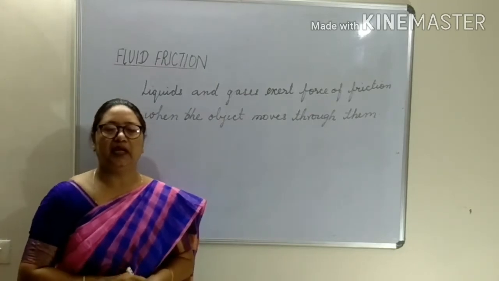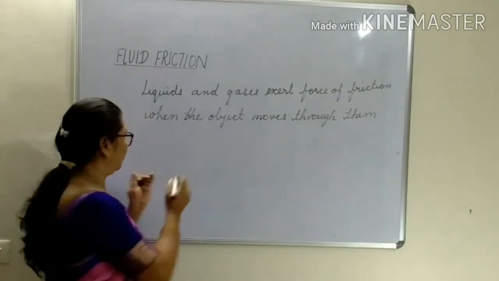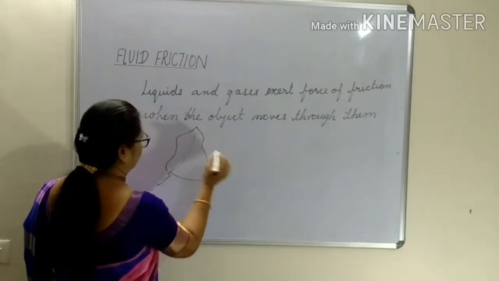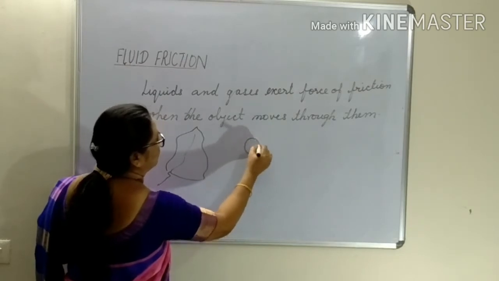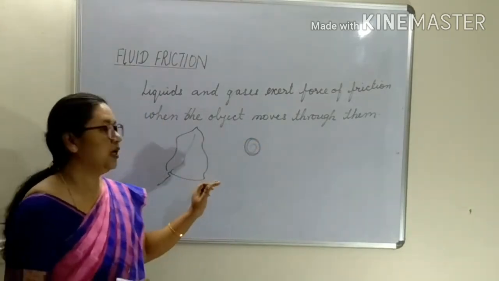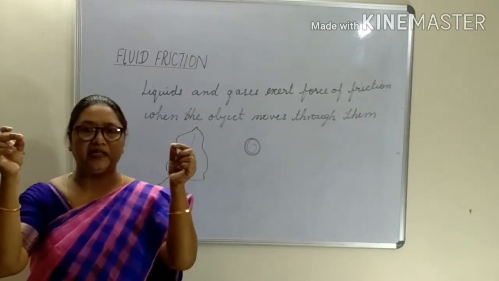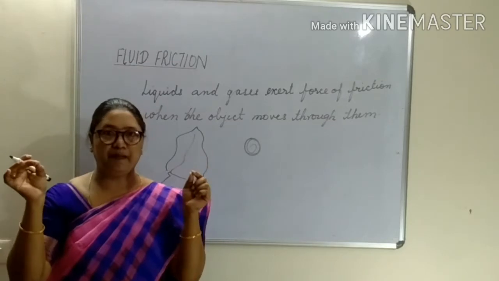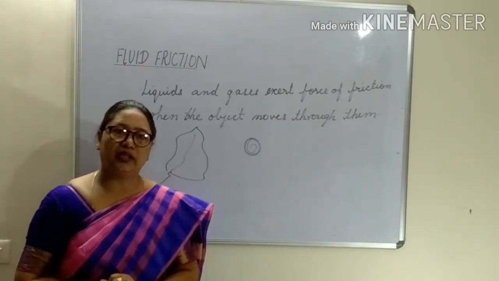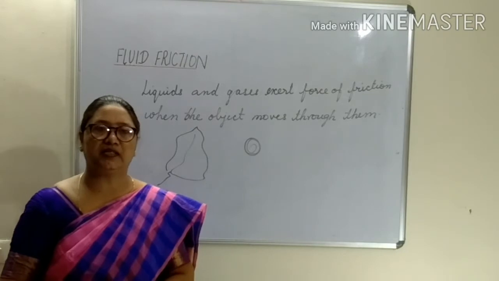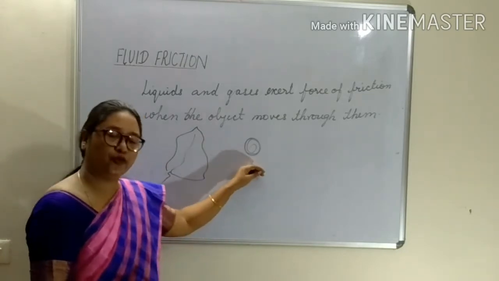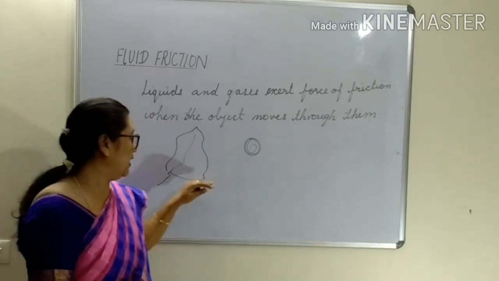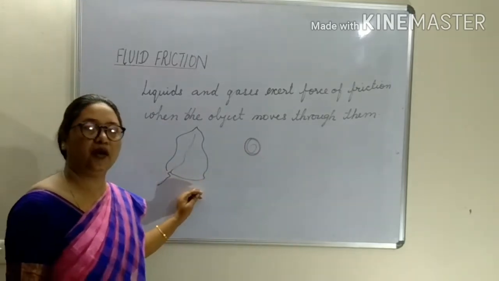Let's take an example. Like if I take a leaf, suppose this is a leaf, and a fruit, any lemon or apple, anything. I take them to the same height and at the same time I will drop the leaf and the fruit from the same height at the same time. What do you think? Which will reach the ground first? Definitely the fruit will reach. The apple or the lemon will reach the ground fast, and the leaf will reach the ground very slowly.